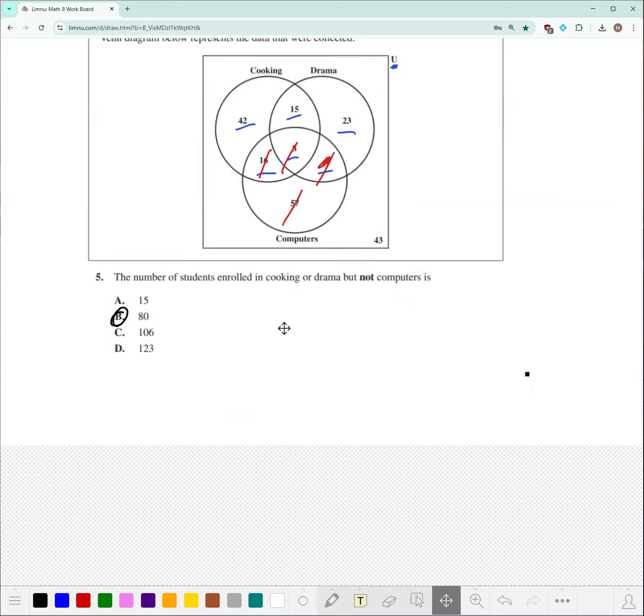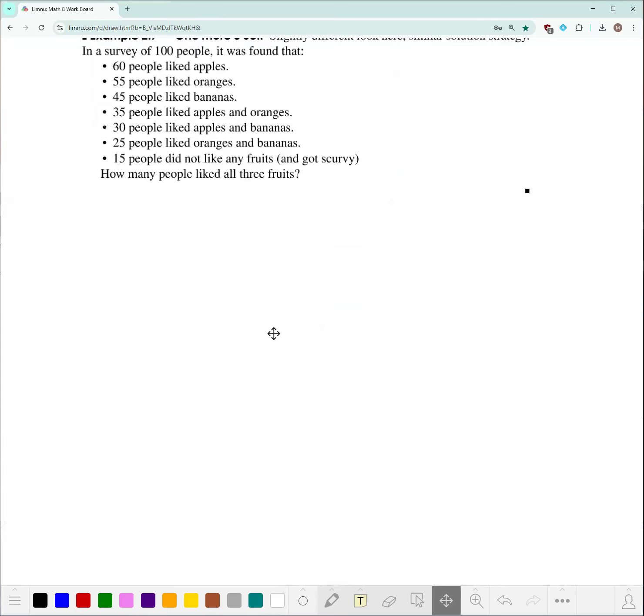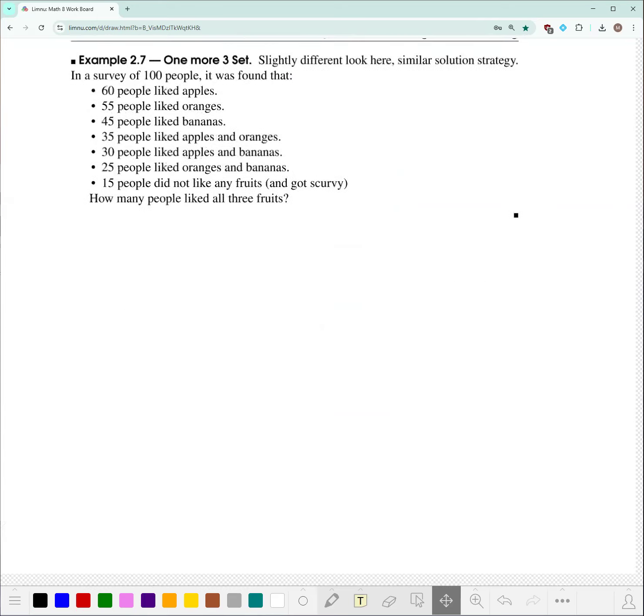All right, I got one more question in this half of the unit, and then we have three little fun practice problems for logic puzzles. Here's a new one. In a survey of 100 people, it was found that a lot of them like different things. There you go. How many people like all three fruits? So they tell us about a lot of the intersections, but not the big one in the middle.